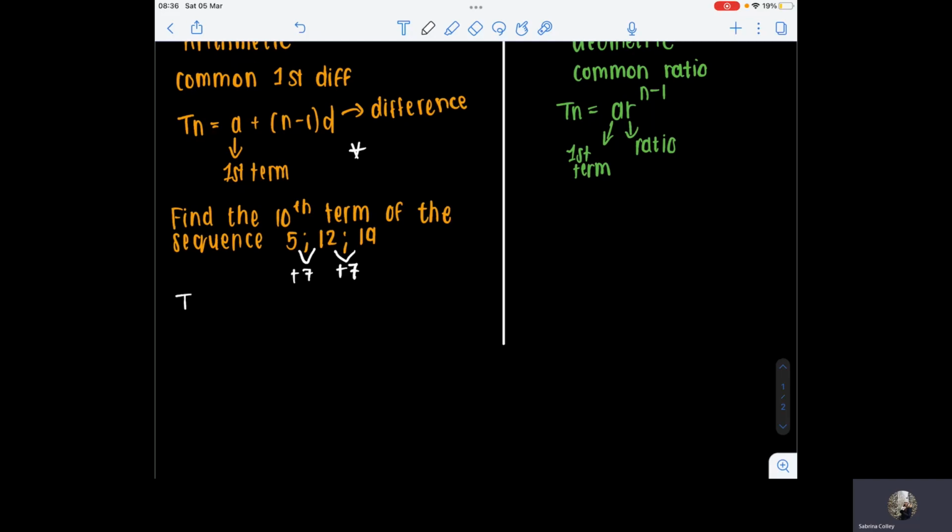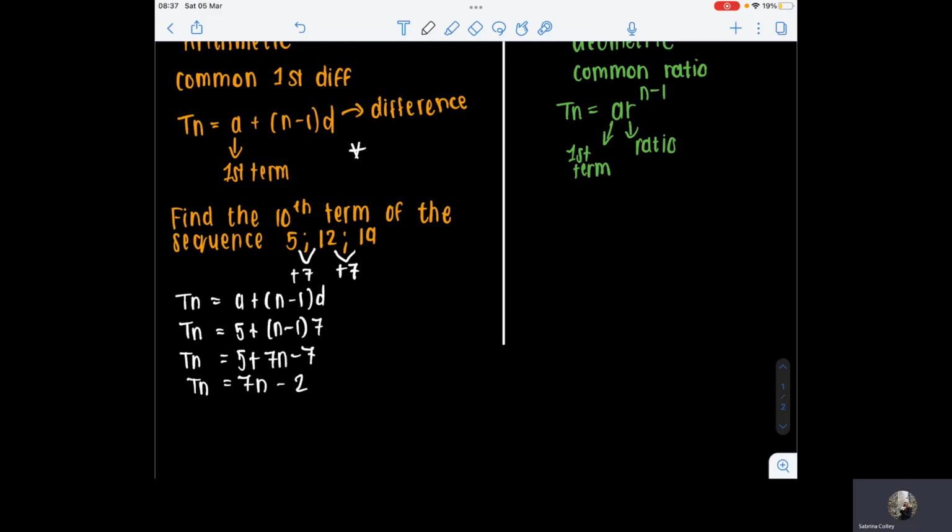So we find the general term first: a plus (n minus 1)d, so Tn is equal to my first term, which is 5, plus (n minus 1), and my difference is 7. We're looking for the general term because then we can find the outcome for any term number. So 5 plus 7n minus 7, and then we work it out algebraically. 5 minus 7 is negative 2, so this will be 7n minus 2.